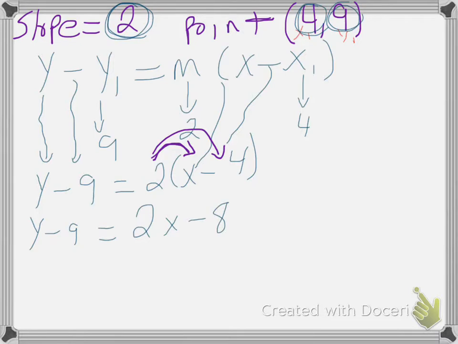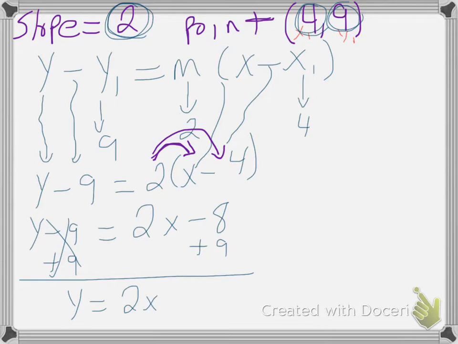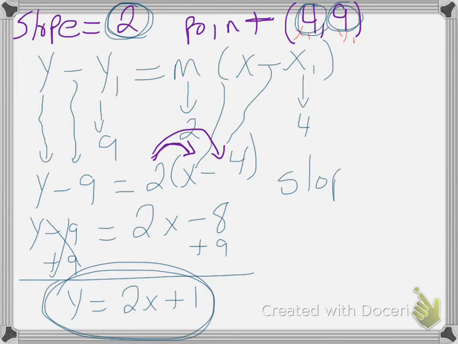Almost done. Let's get this y by itself over here. So you get y by itself, so we have to move the negative 9. So you add 9. Remember, you can't add it to the x, because that's a letter. So we'll put plus 9 here. So y equals 2x, and negative 8 plus 9 is a positive 1. So there's your equation. Y equals 2x plus 1. Your slope is 2, and your y-intercept is 1. Now let's make it standard form and we're done.